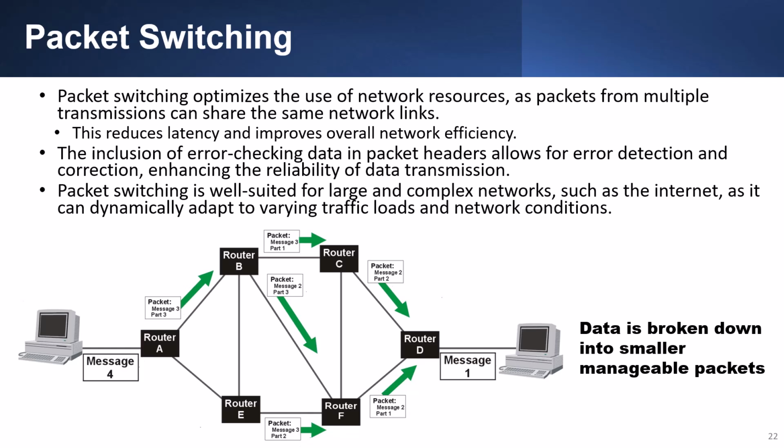Packet switching optimizes the use of network resources, as packets from multiple transmissions can share the same network links. This reduces latency and improves overall network efficiency. The inclusion of error checking data and packet headers allows for error detection and correction, enhancing the reliability of data transmission. Packet switching is well suited for large and complex networks such as the Internet, as it can dynamically adapt to varying traffic loads and network conditions.